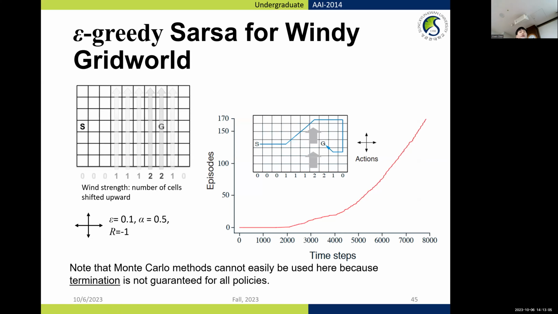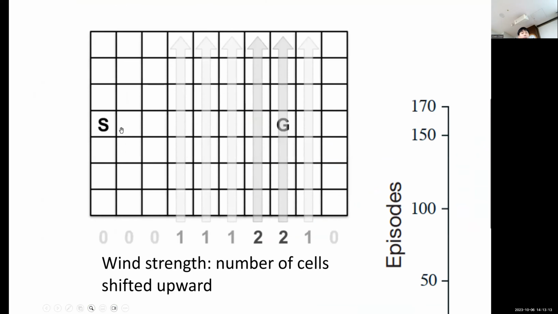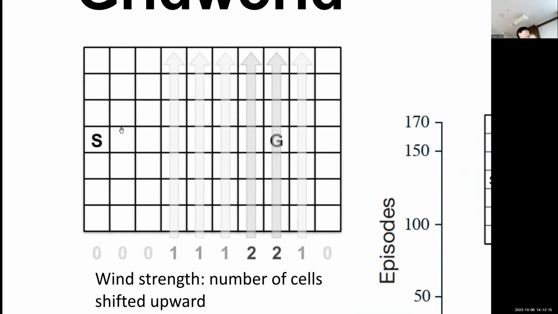We use the epsilon greedy SARSA for the windy grid world problem. What is a windy grid world? It's different from the previous setting. Now we have this grid world. We have a starting point, and our goal is to reach this point. The difference is that there is a strong wind from this side blowing upward. So it will blow to here.